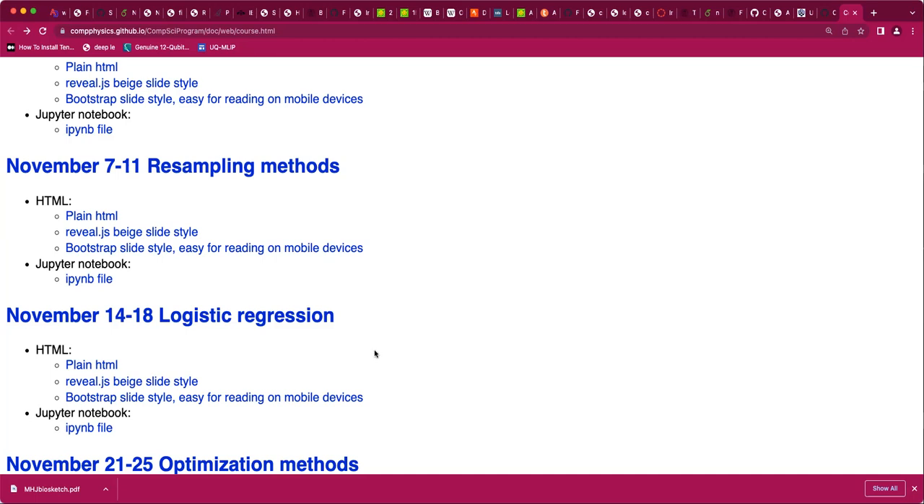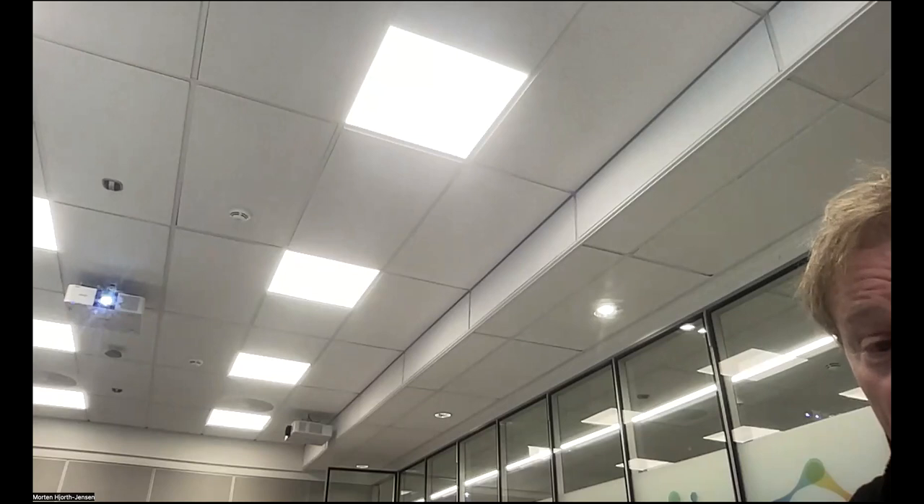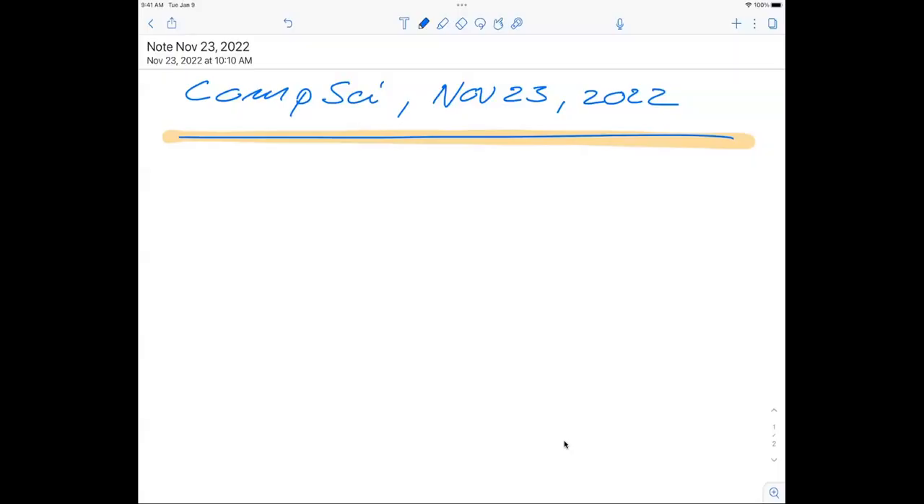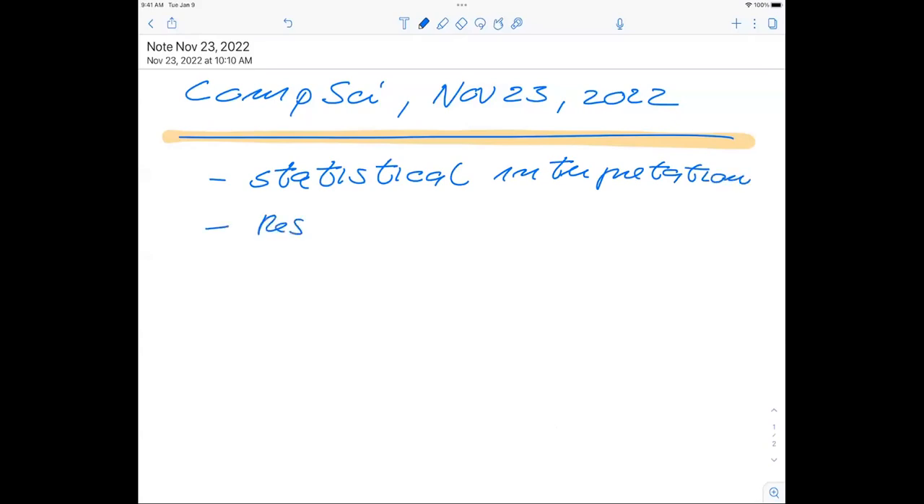So let me just switch to the whiteboard immediately, because I wanted to set up some of the basic quantities which we are going to look at. Let me just take this down here. So the main topic today is a statistical interpretation or statistical derivation. Just let's call this statistical interpretations or data analysis and resampling techniques.